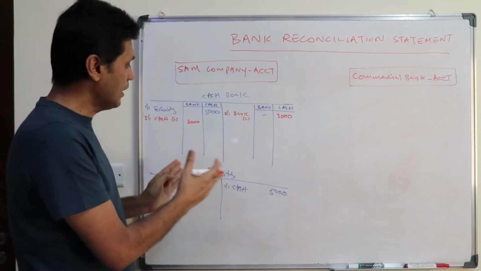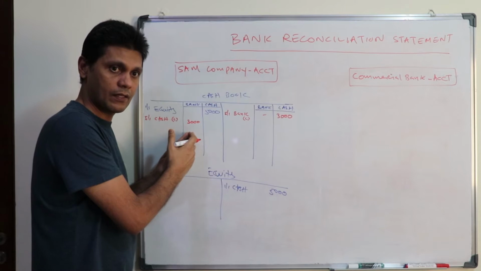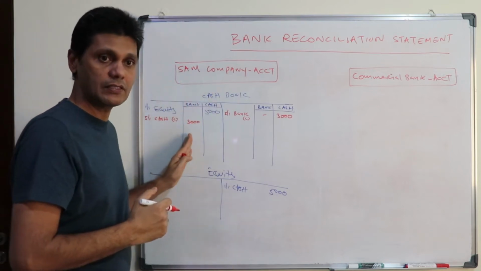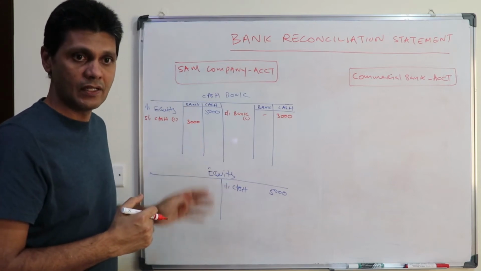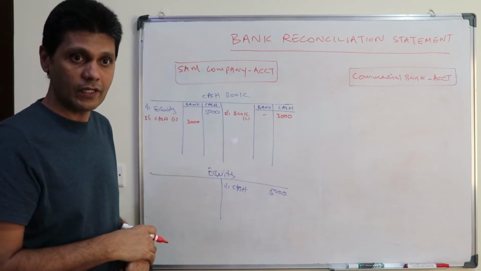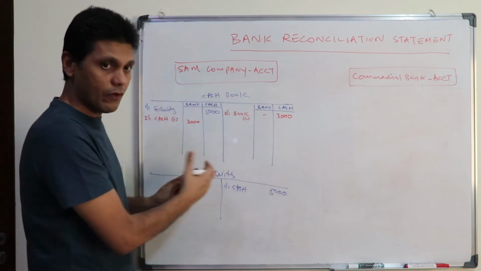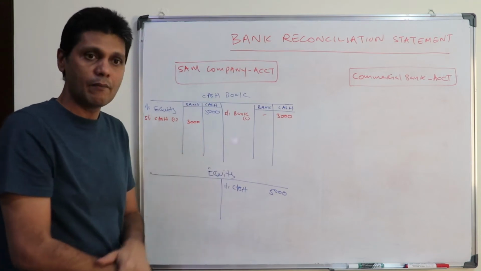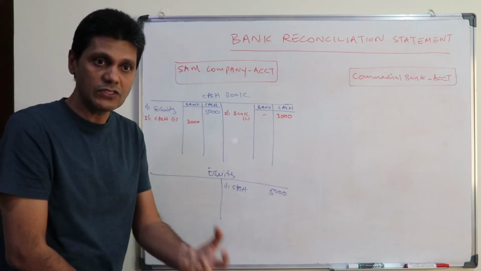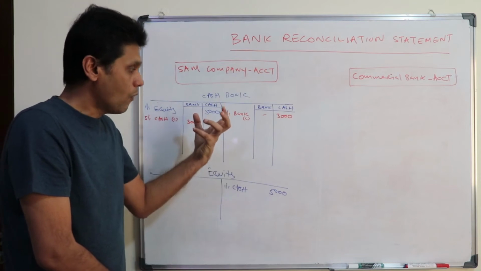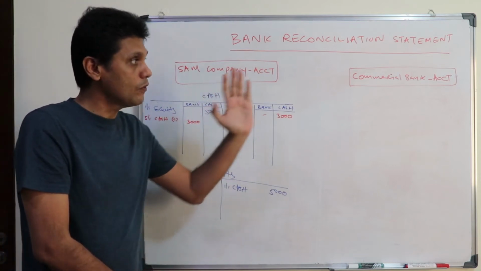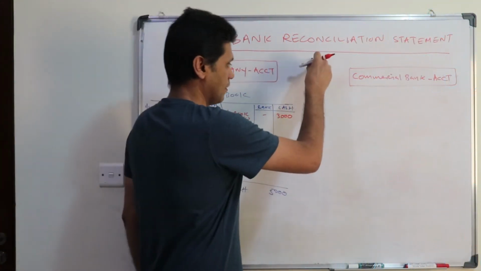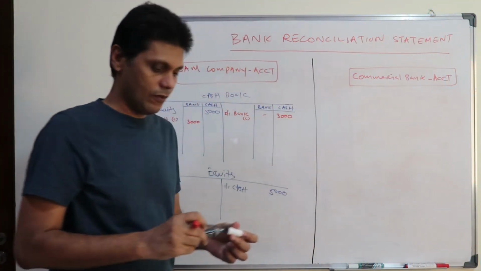Now, when he takes the cash 3,000, will Sam Company's accountant have the physical cash? He will not. For the sake of recording the transaction, he will credit the cash and debit the bank column, but he will not have physical cash. Now we are moving on to the other story. What is the other story? The Commercial Bank account story.